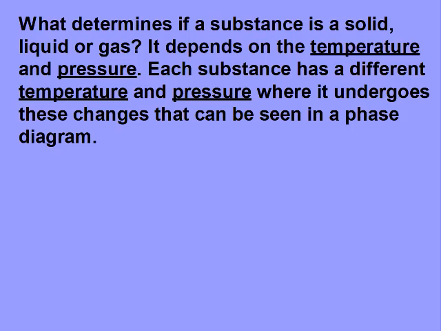What determines if a substance is a solid, liquid, or gas? In our previous video, we talked about solids, liquids, and gases, but what makes a solid, liquid, and gas? It depends on the temperature and pressure. Each substance has a different temperature and pressure where it undergoes these changes, and that can be seen in a phase diagram.